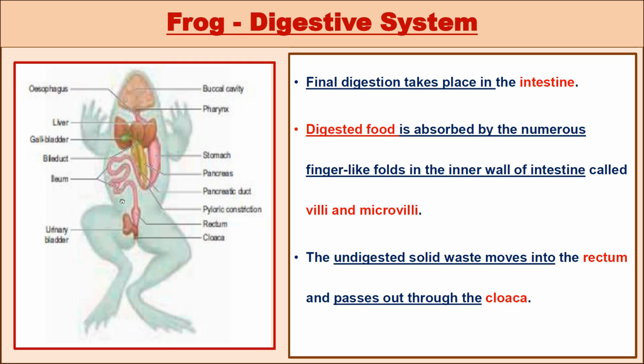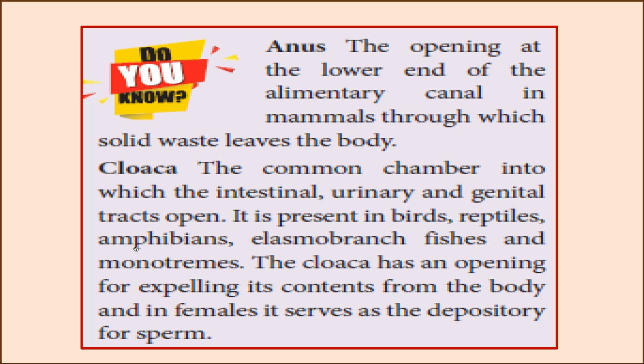Once the digestion is over in the intestine, the digested food is absorbed by the numerous finger-like projections in the inner wall of the intestine, which are called villi or microvilli. The undigested solid waste is removed into the rectum, and it passes out through the cloaca. Anus is the opening at the lower end of the alimentary canal for mammals, through which it excretes the solid waste. Whereas the cloaca is a common chamber of the intestine, urinary system as well as genital system, and all of these systems open into the common chamber which is called the cloaca. It is present in birds, reptiles, amphibians, elasmobranch fishes and monotremes. They are the primitive chordates.